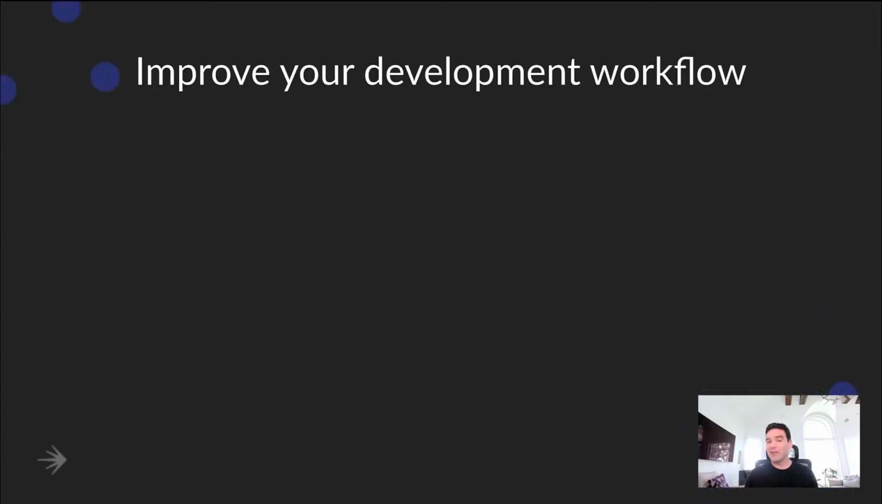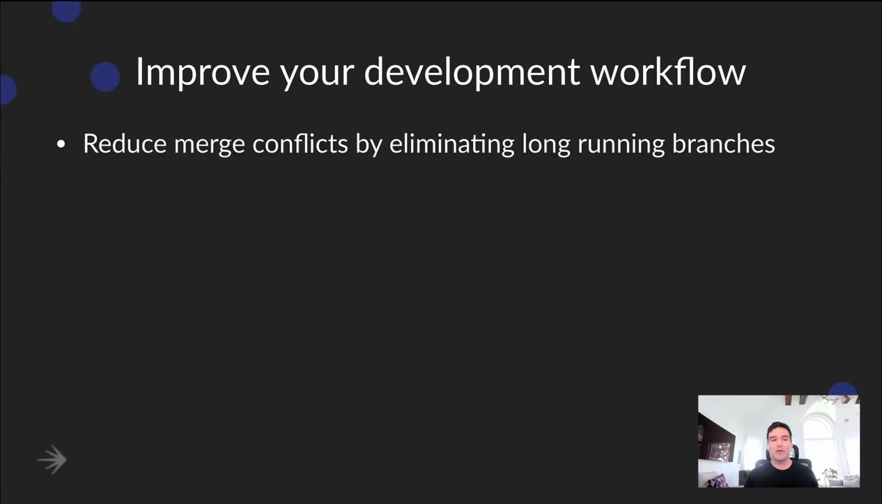Some of the ways that you can use flags to improve your development workflow, and this is a biggie, is that you can reduce merge conflicts by eliminating long-running branches. So I can be working on a feature and even merge my code back into main on a regular basis without being concerned that that code is going to run and cause problems for everybody else. It can be behind a flag, and that way, within the main branch, it's not running in production. It's maybe not even running on test. It's only running locally for me.